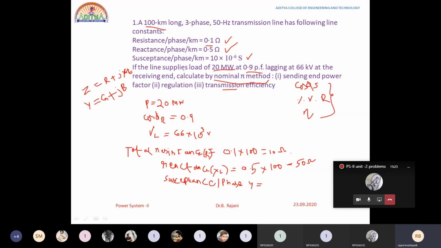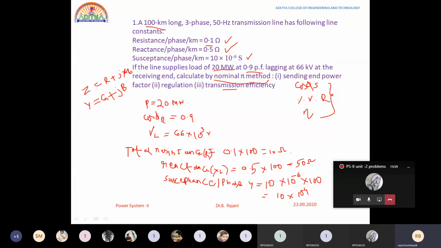They have given you the susceptance value. That means in the Y, they have given you the reactive part. Now Y is equals to how much? How much had he given you? 10 into 10 to the power of minus 6 into 100. How much is it? Any one of you, can you tell? 10 into 10 to the power of minus 4. Can we write like this?